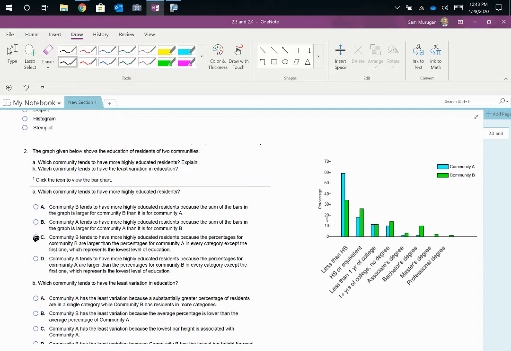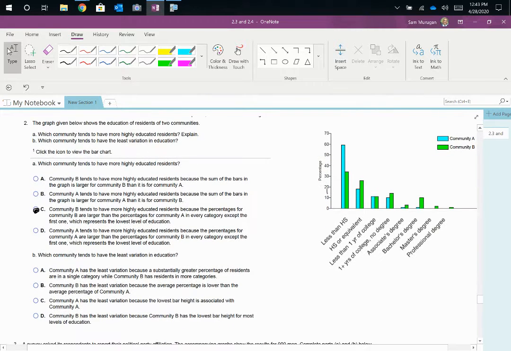Which community tends to have the least variation in education? So community A has the least variation in education, because a substantially greater percentage are in a single category, which is the less than high school category. So the answer is obviously community A, which is answers A and C here.